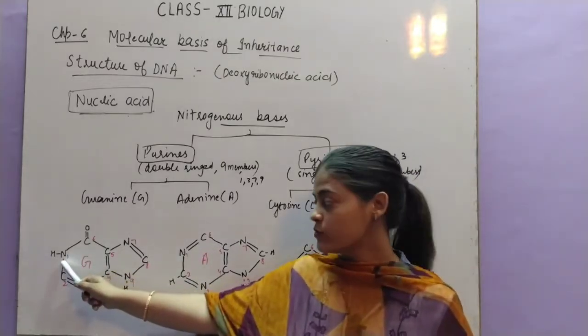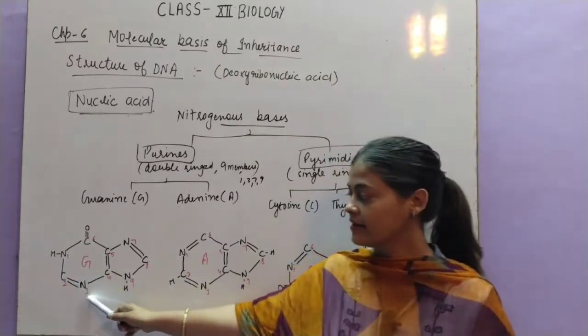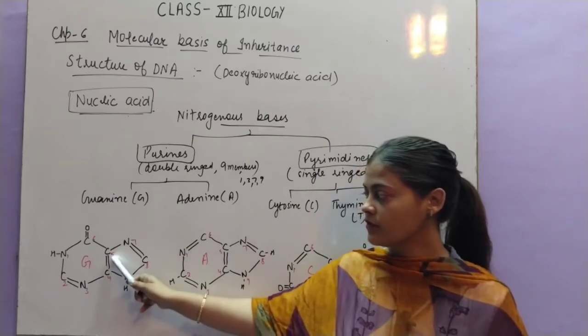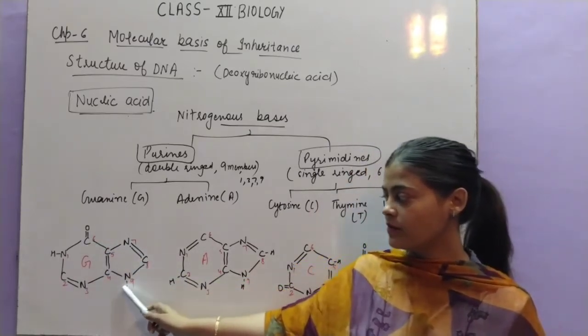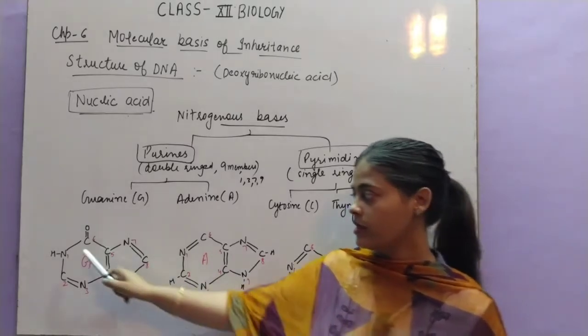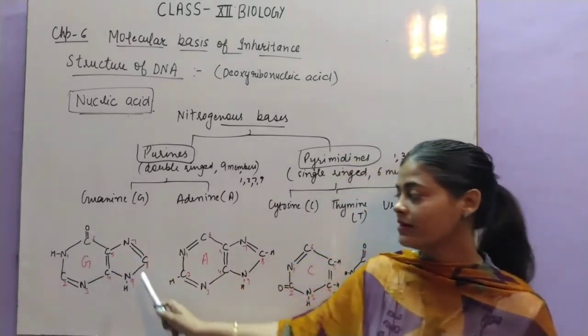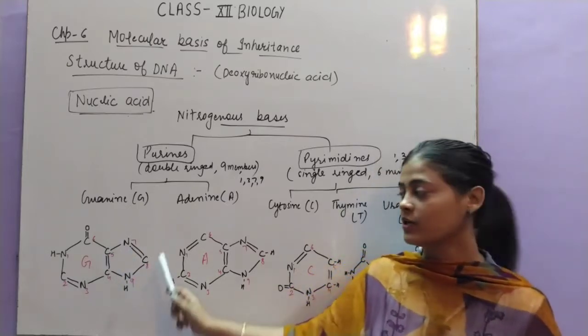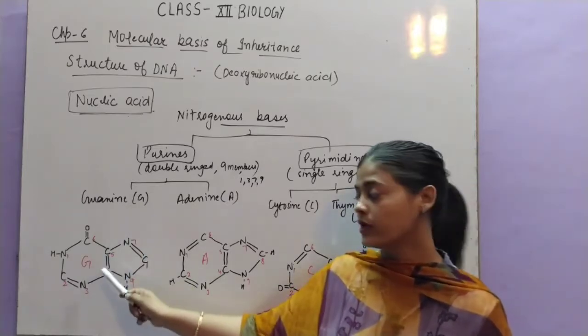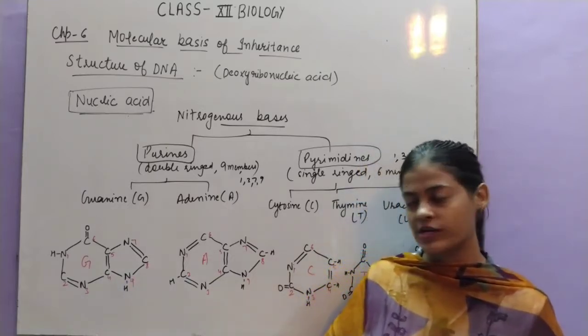So nitrogen at first position, then carbon at second, then third nitrogen, fourth carbon, fifth carbon, sixth carbon. Again then 7th nitrogen, 8th carbon and 9th nitrogen. So the bonds you have to remember, where are the double bonds, and to fulfill this vacancy or bond, you can write a hydrogen atom along with it.